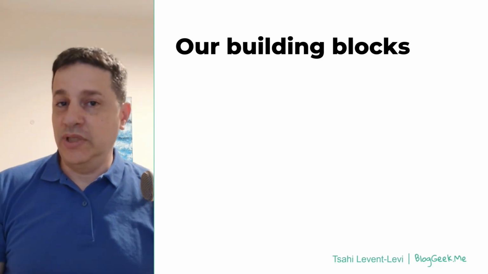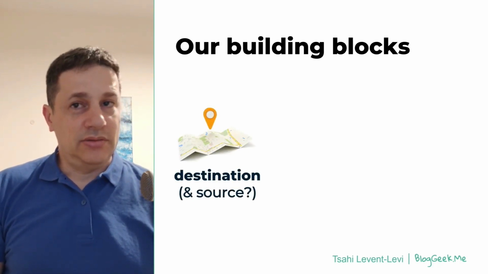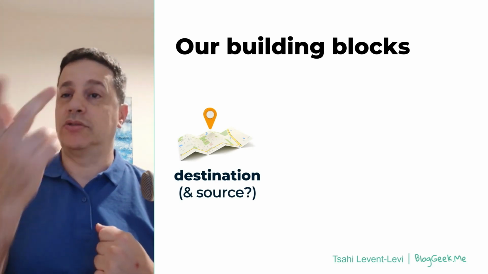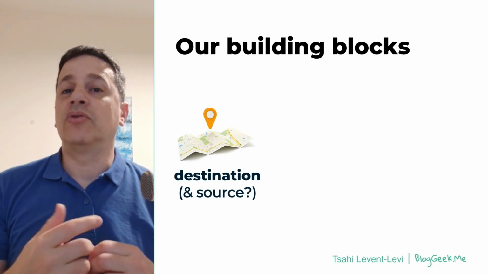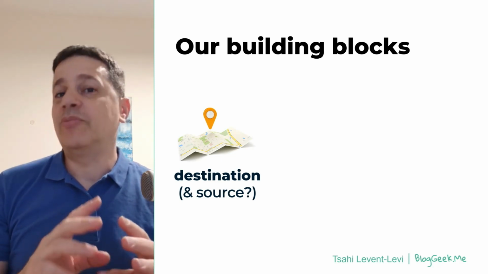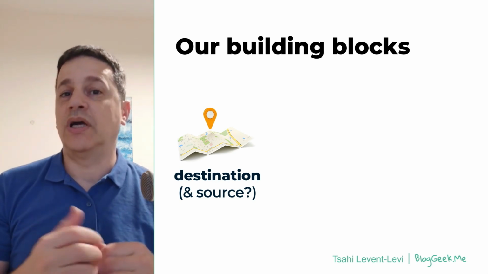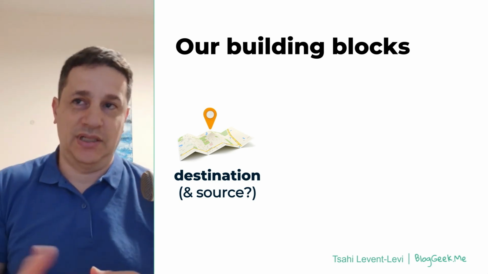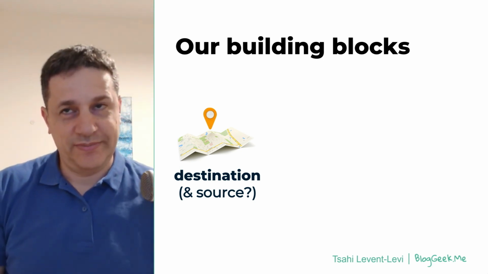So, the first thing that we need is a destination, who it is that we want to send the message to. We also need to know the source. Sometimes, not all the time. Sometimes we don't really want to know the source, so we try to hide the source from the destination. But that's a different topic.